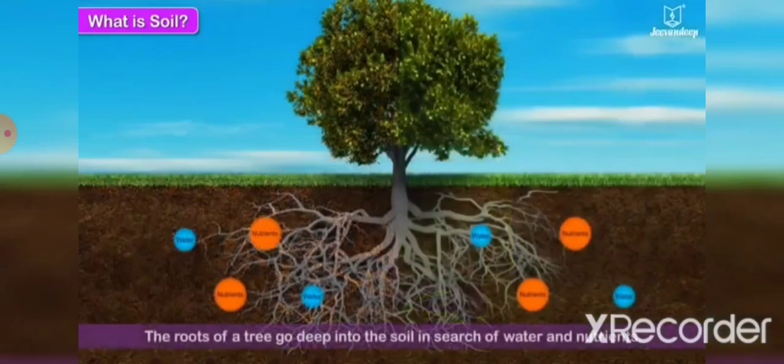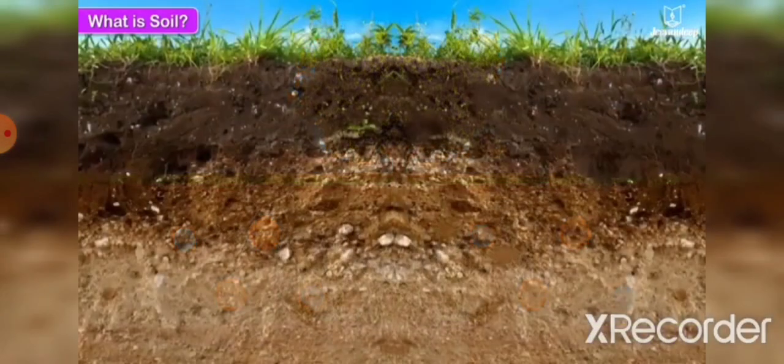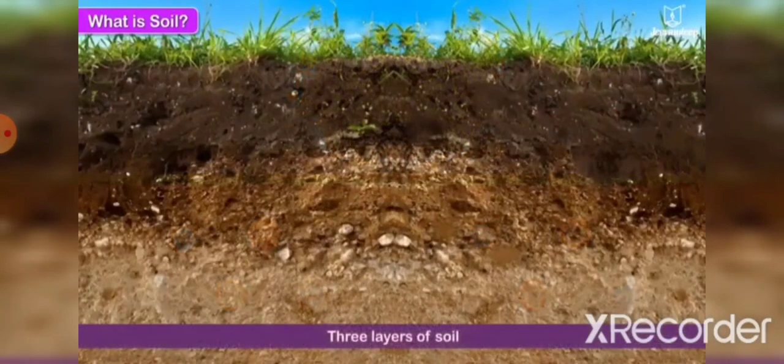Humus is very rich. The roots of a tree go deep into the soil in search of water and nutrients. Here you can see the nutrients. Where are the nutrients and where is the water? Accordingly, the roots go deeper and deeper. There are 3 layers of the soil. We are going to do an experiment related to this.